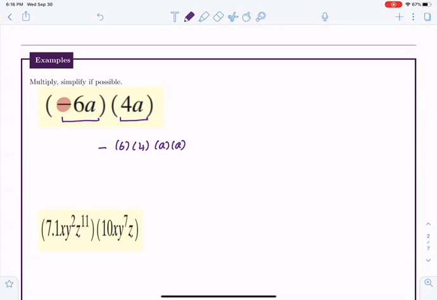You can see how I grouped the numbers and the constants, and I'm keeping them separately. It is a great idea to do it this way so that you don't make any mistakes. So 6 times 4 is 24. Identical bases, so we add the powers, which is 1 plus 1. We have a squared.